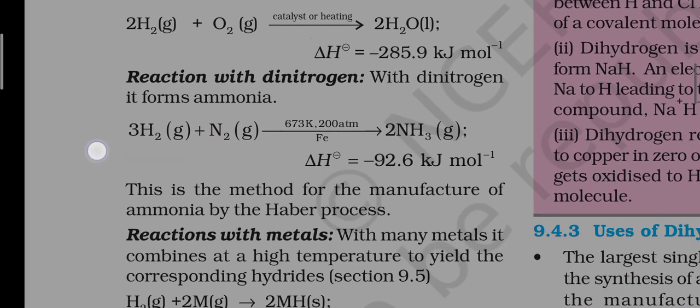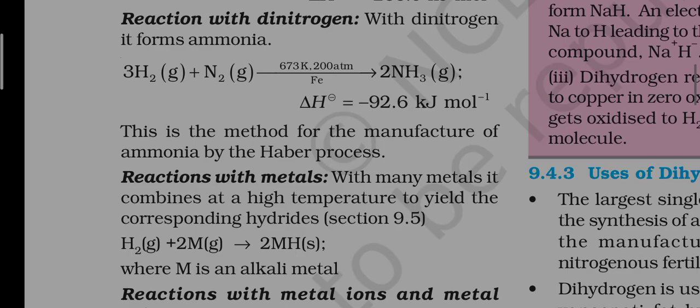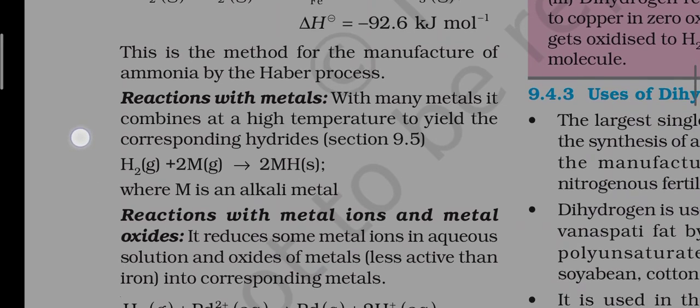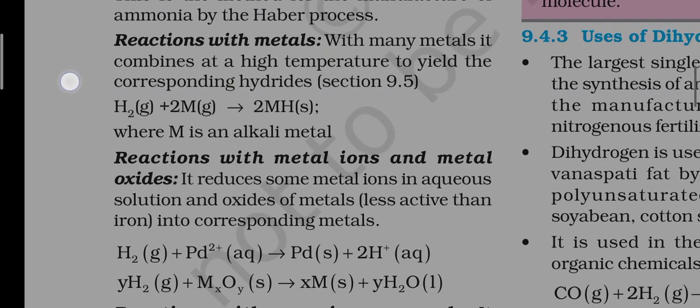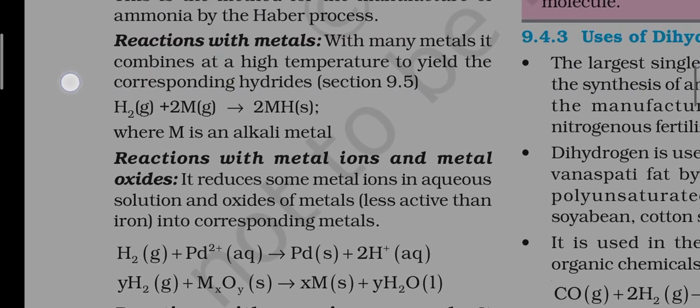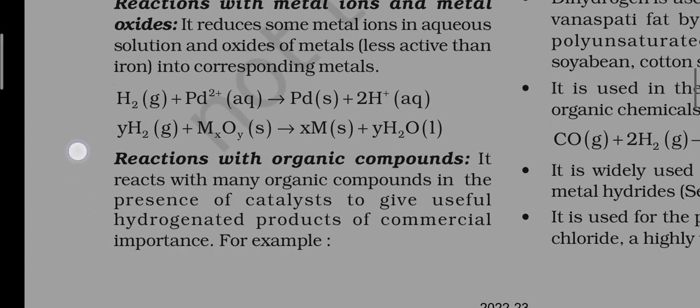Next is reaction with dinitrogen. With dinitrogen it forms ammonia. This is the basis for the manufacture of ammonia by Haber's process. Next is reaction with metals. With many metals, it combines at a high temperature to yield the corresponding hydrides. Next is reaction with metal ions and metal oxides. It reduces some metal ions in aqueous solution and oxides of metals into the corresponding metals.